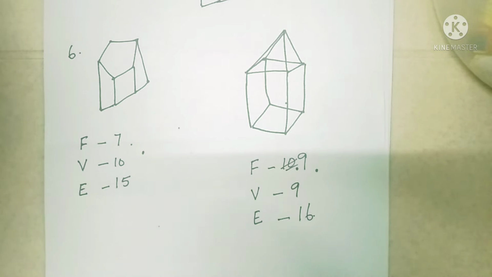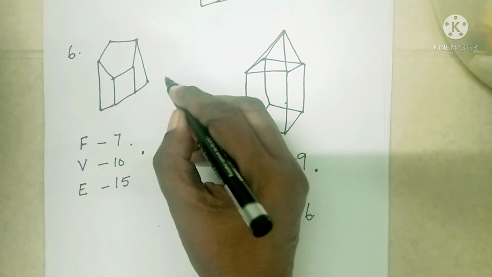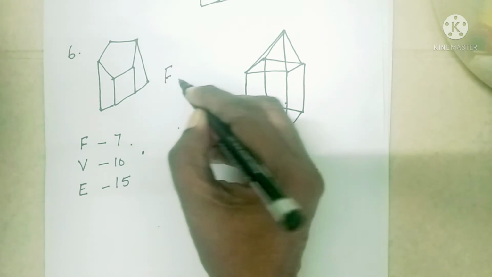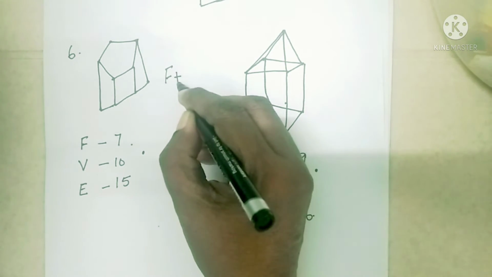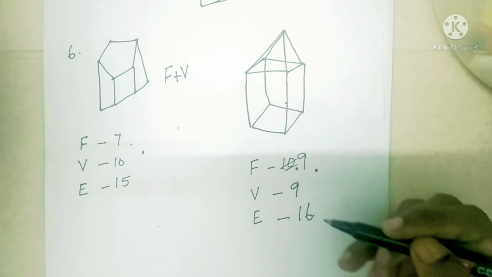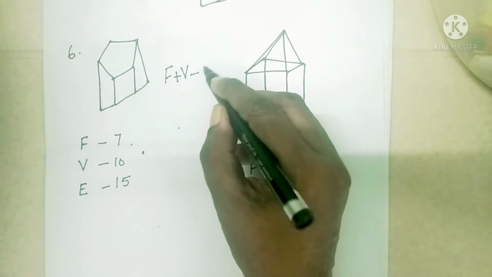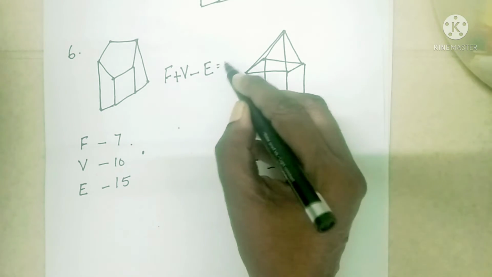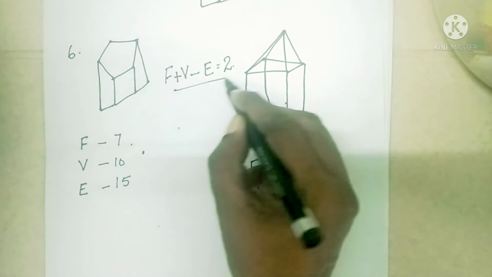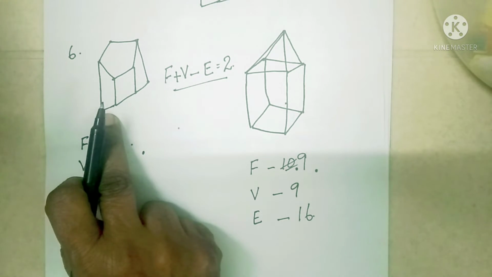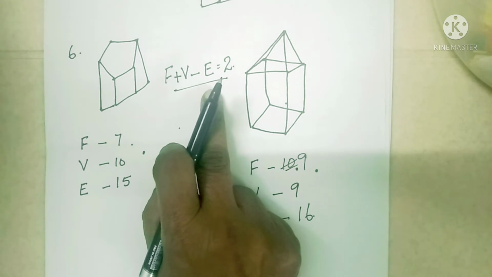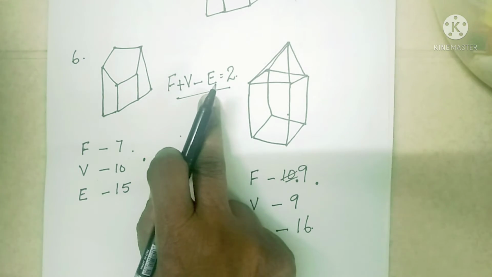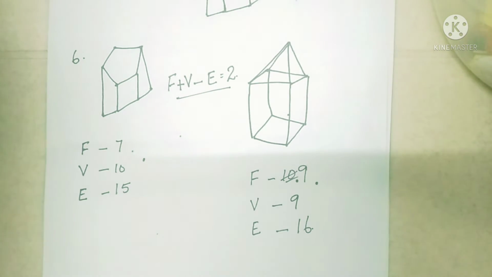Now question number 6 is verify Euler's formula for these solids. What is the formula? We have learned it yesterday. The formula is F, that is number of faces, plus V, number of vertices, minus E, number of edges, is equal to 2. We have to find the number of faces, vertices and edges and substitute the values and check whether you are getting 2 or not.